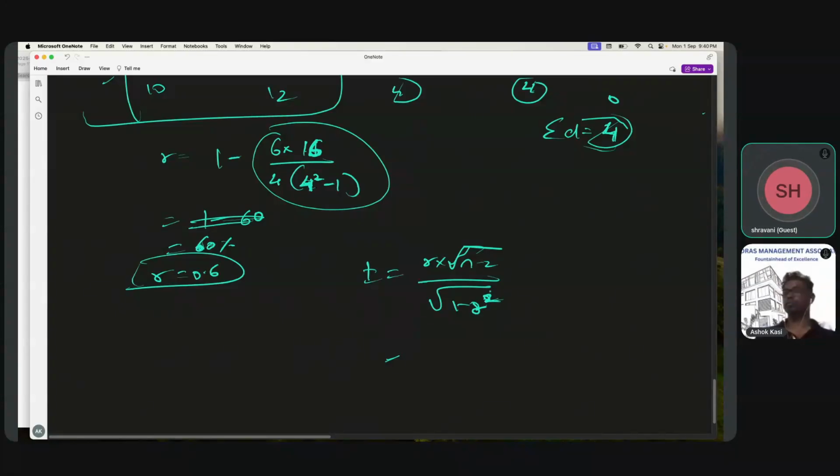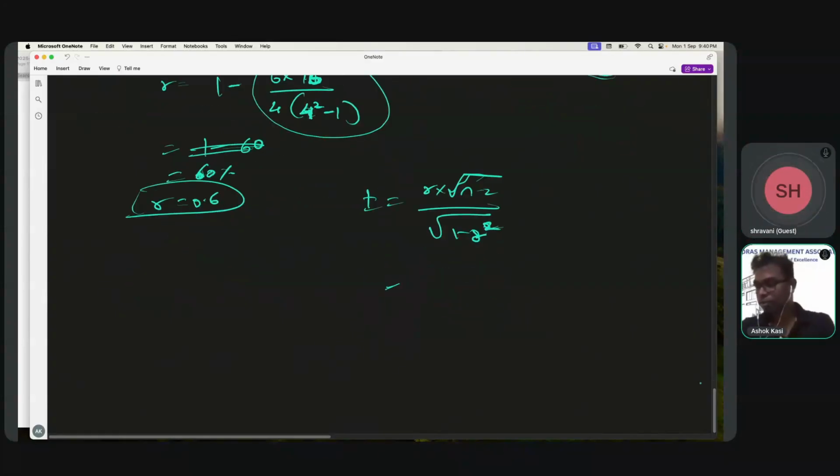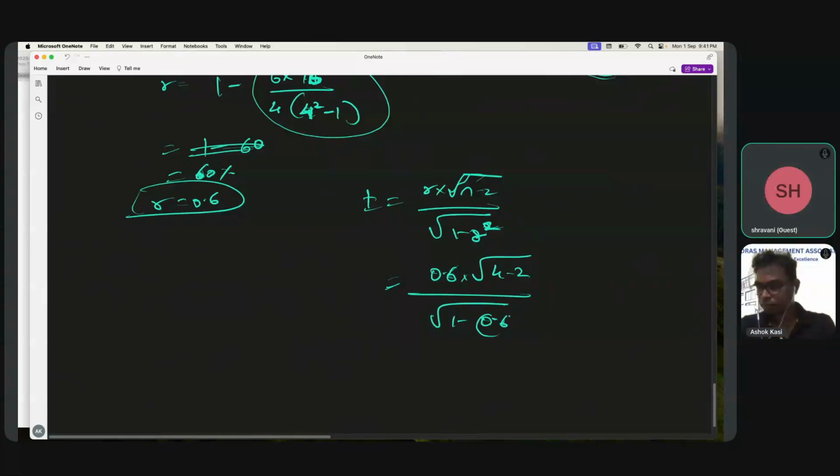Is it 3? No, I'm not doing it. Okay, you got 3. Okay, should I do then 0.6 into root of 4 minus 2 divided by root of 1 minus 0.6 square? Okay, I'll do them.